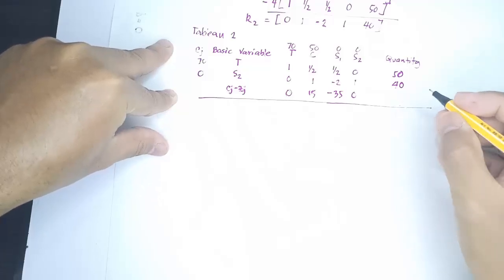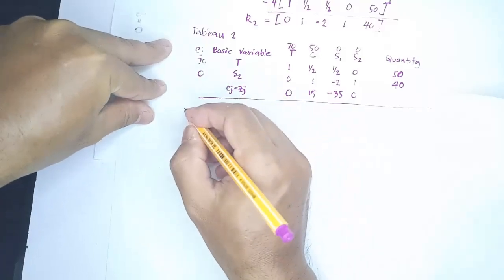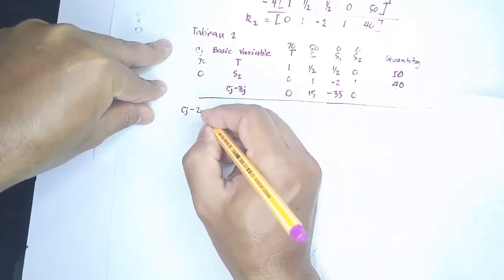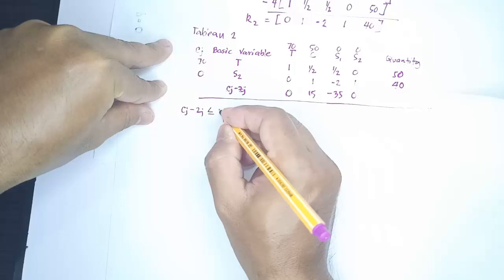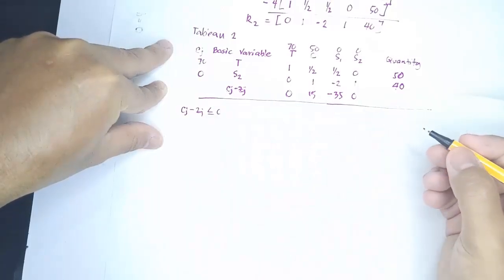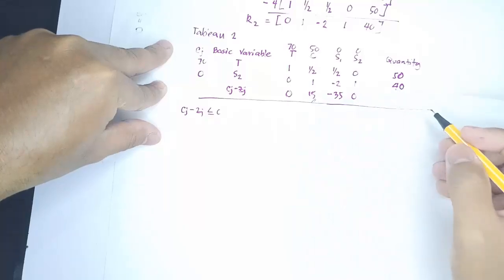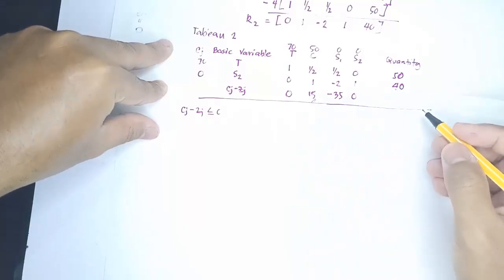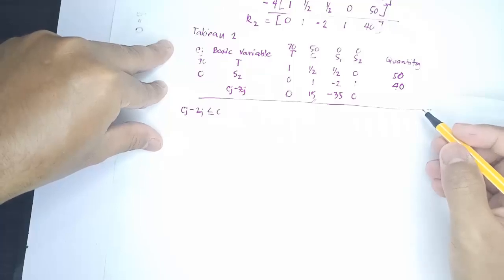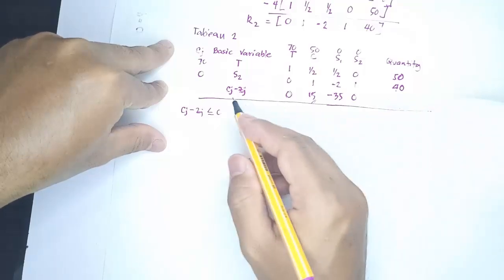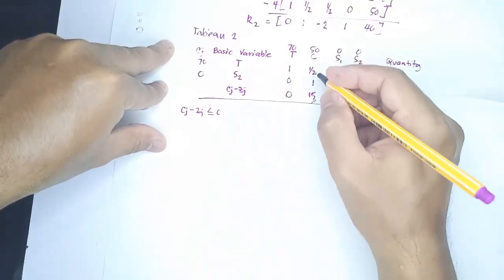Again, we need to check if the elements of c sub j minus z sub j are all zeros or negative. So as you can see, we still have one positive value. Therefore, tableau 2 has not yet provided the optimal solution of the problem. So again, we need to identify the most positive number in this row, which is 15.